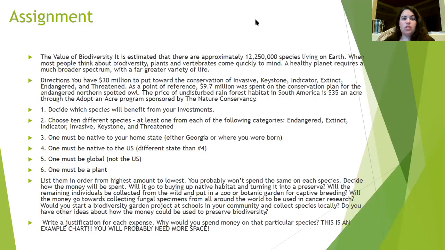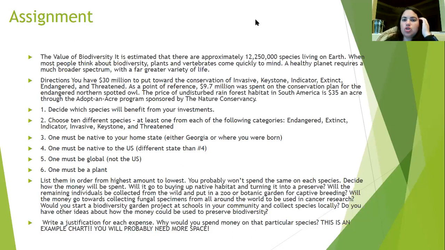Okay, so you're going to have 1, 2, 3, 4, 5, 6, because you have to pick one of each category. So one endangered, extinct, indicator, invasive, keystone, and threatened. Then you have to pick one from Florida, one from another state from the US, one that is global, and one that is a plant. Okay, so in total, 10 animals.